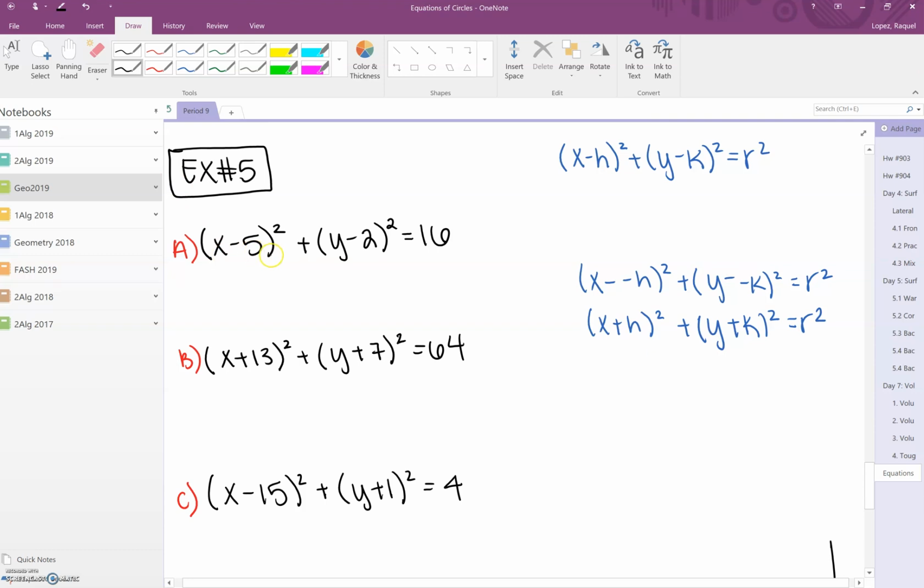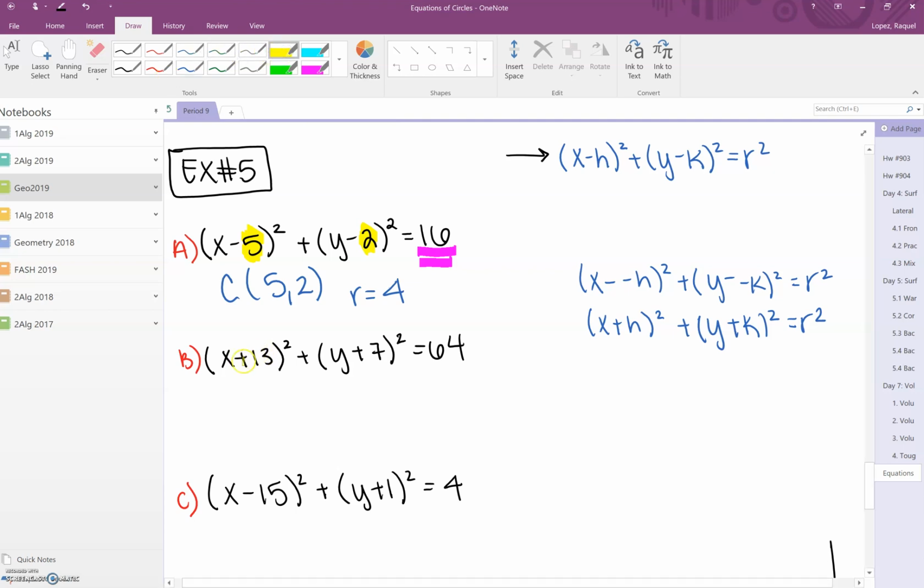So I have x minus 5 squared plus y minus 2 squared equals 16. So that's in the structure that we started off with, which means the center of your circle is just these numbers, 5, 2. So the center is at 5, 2. Now the radius, remember, is squared. So to undo the squared, I have to take the square root, and the square root of 16 is 4. So the radius of this circle is 4. Okay, let's look at the next one.